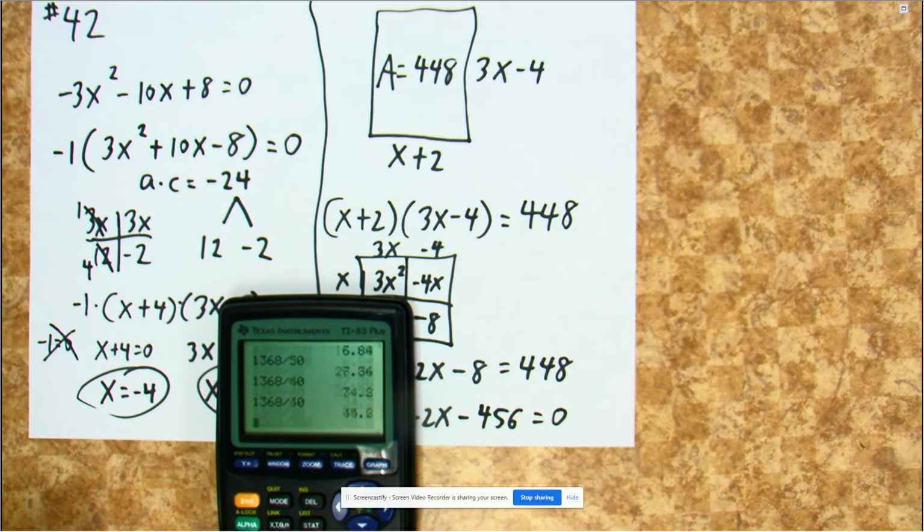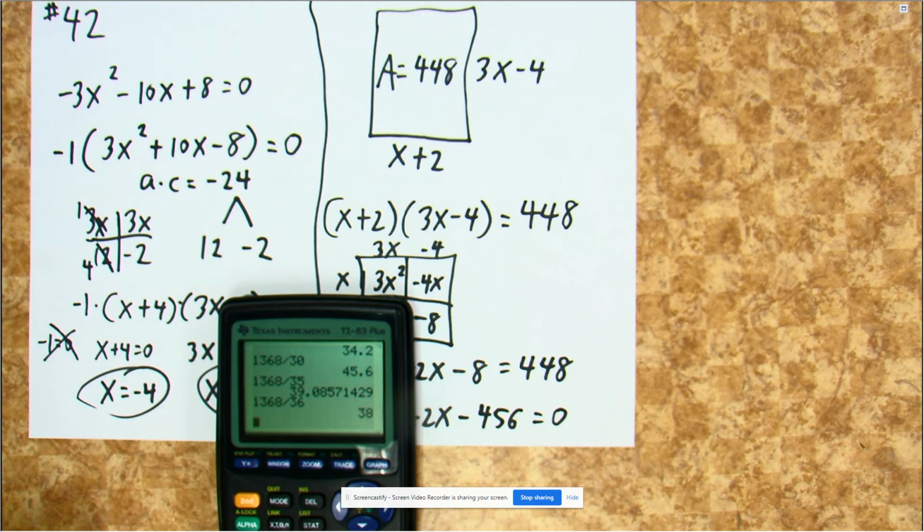1368 and 30. We're getting farther away. 1368 and 35. We're only 4 away. 1368 and 36. There they are. It doesn't take that much time to figure that out. It may seem like it takes forever, but in reality, that took me like less than 30 seconds. As long as you know what you're looking for.